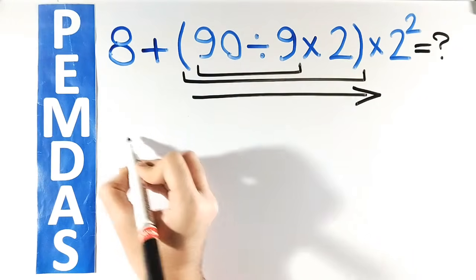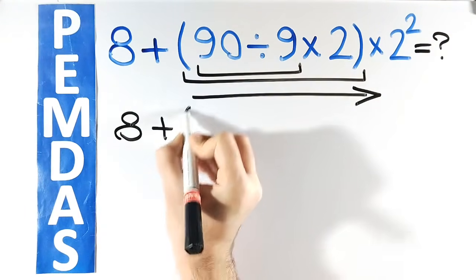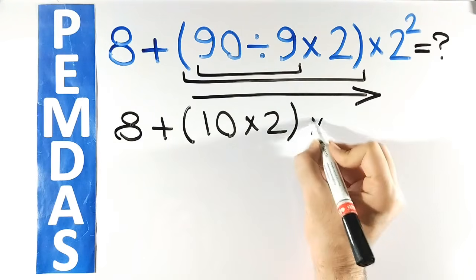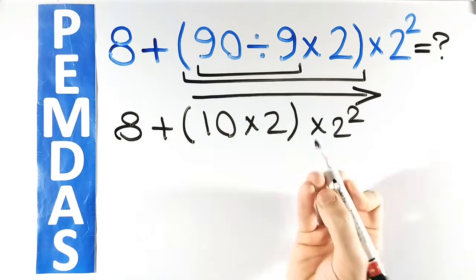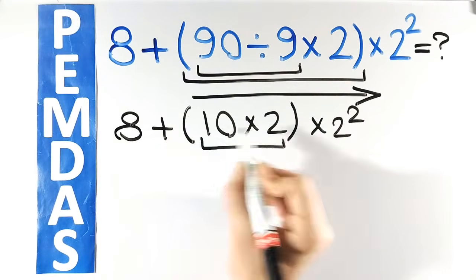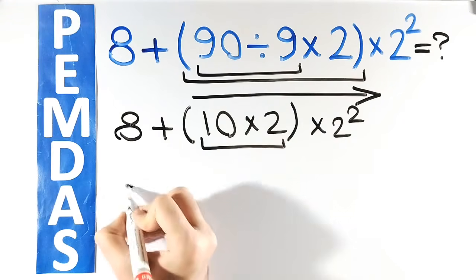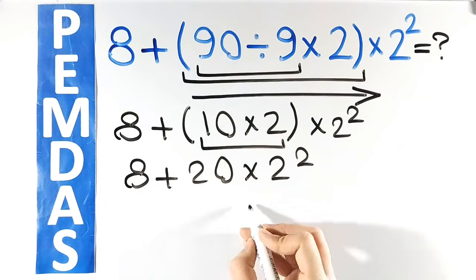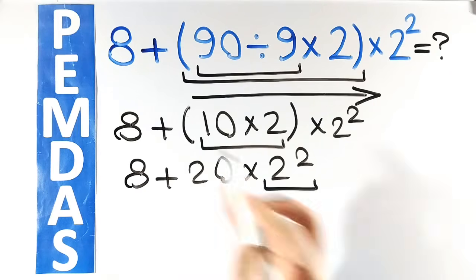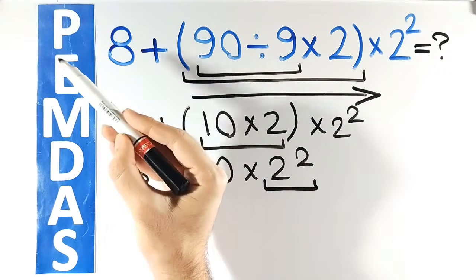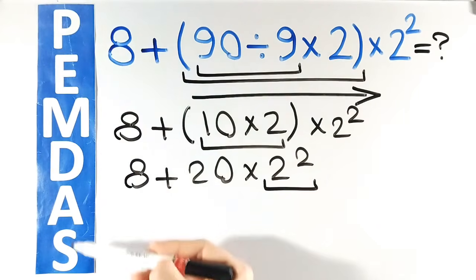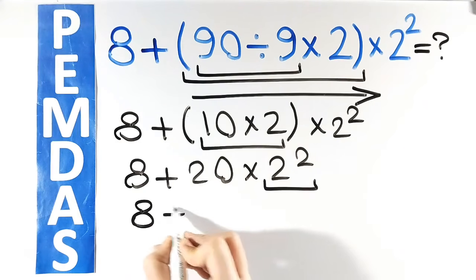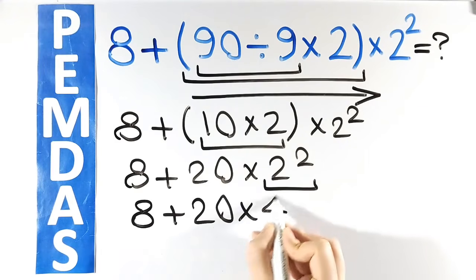And instead of this expression, we can write 8 plus (10 multiplied by 2) and multiplied by 2 squared. And the next step, we go for the multiplication between 10 and 2 and write this expression as 8 plus 20 multiplied by 2 squared. Then we go for the exponent because in the PEMDAS rule, after parentheses, exponent has a higher priority than the other operations. So, instead of this expression, we can write 8 plus 20 multiplied by 4.